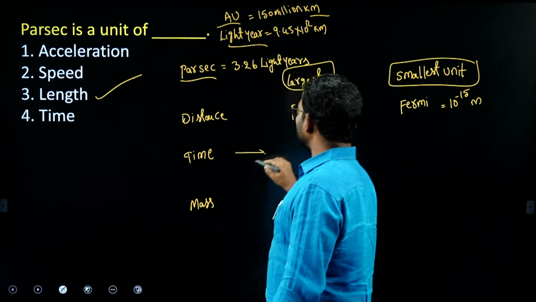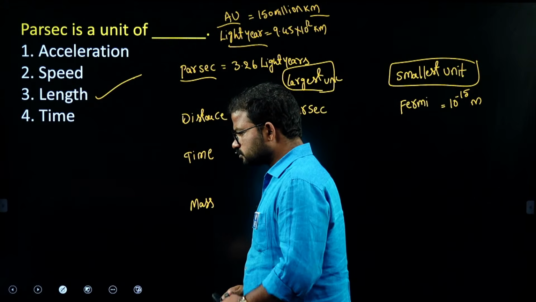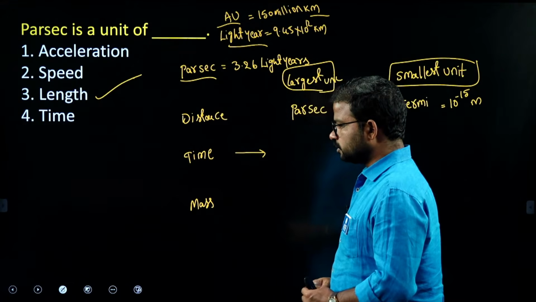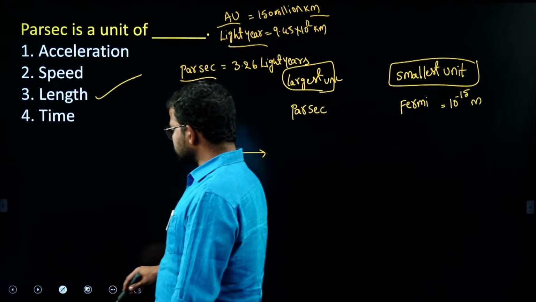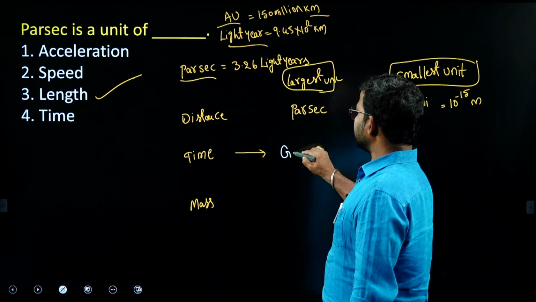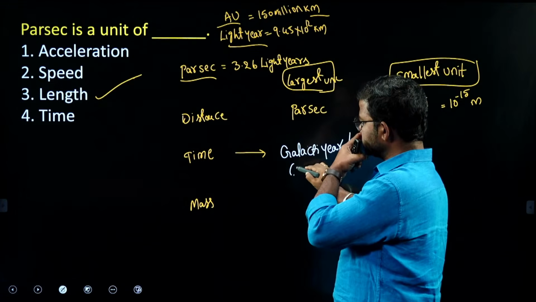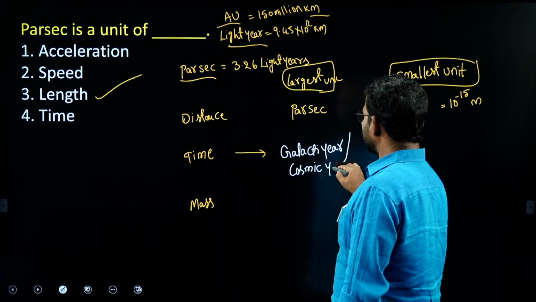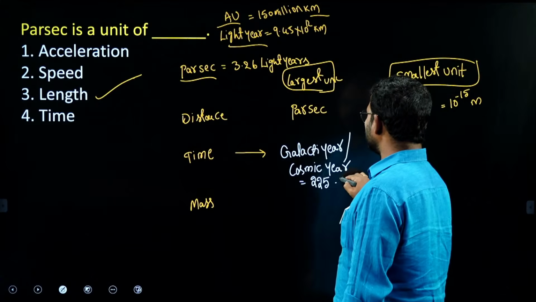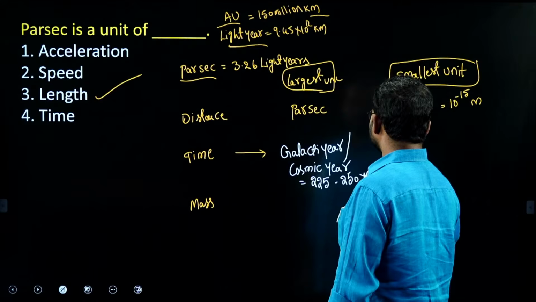Okay, what about time, which is the largest unit? Any guess? What is the largest unit of time? Galactic year, or cosmic year. 1 galactic year is equal to 225 to 250 million years.